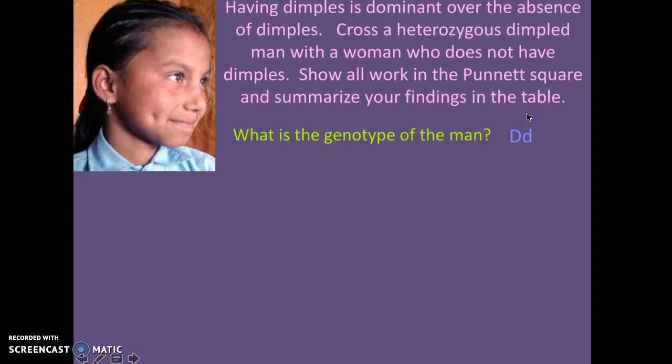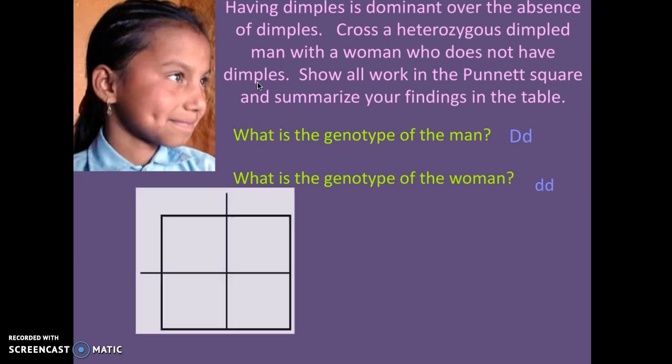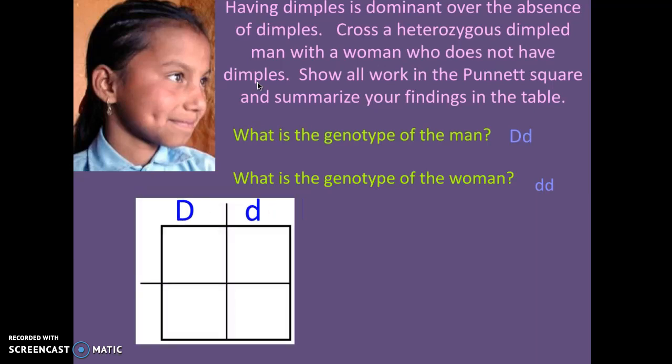So, our genotype for our man, heterozygous dimpled. Genotype for the woman, homozygous recessive. So, a heterozygous dimpled man with a woman who does not have dimples. Remember, the only way that you will show that recessive phenotype is if you are recessive yourself. So we're going to put the heterozygous up on top and the homozygous recessive along the side there, and we're going to fill them in just like this.